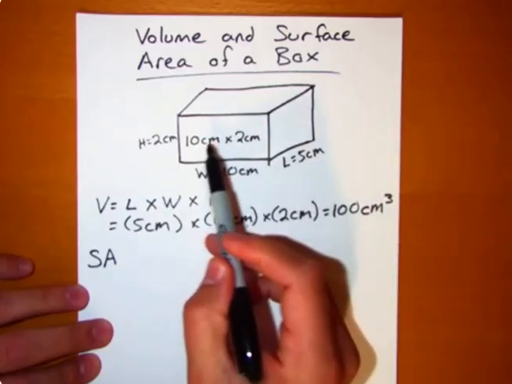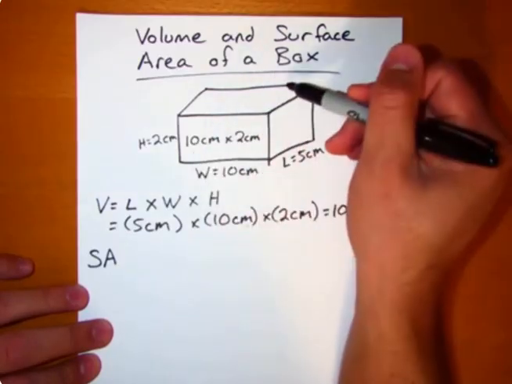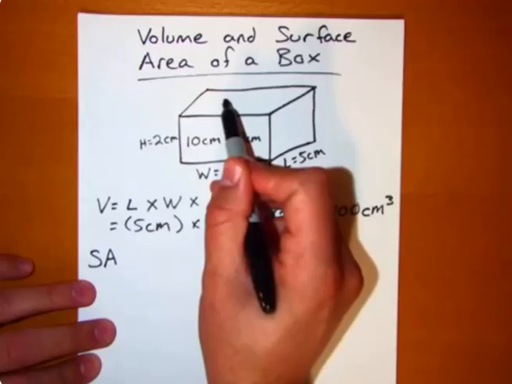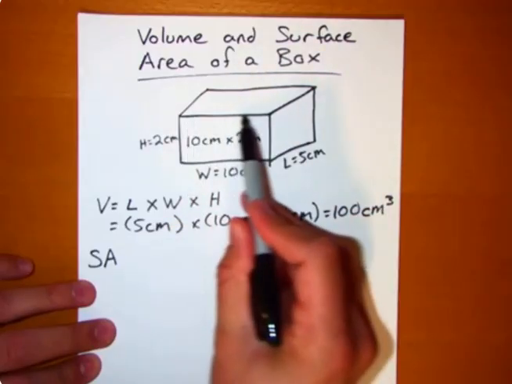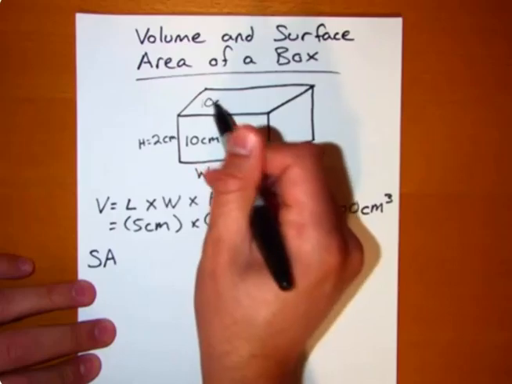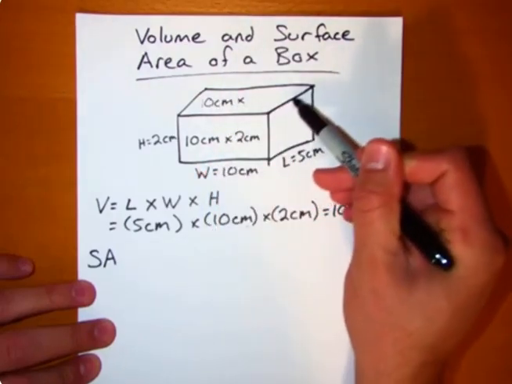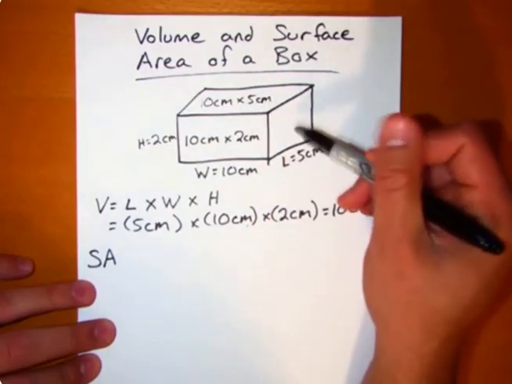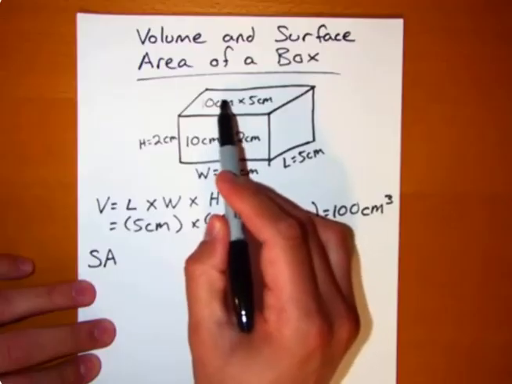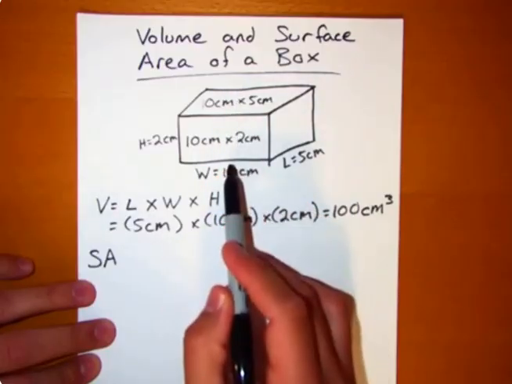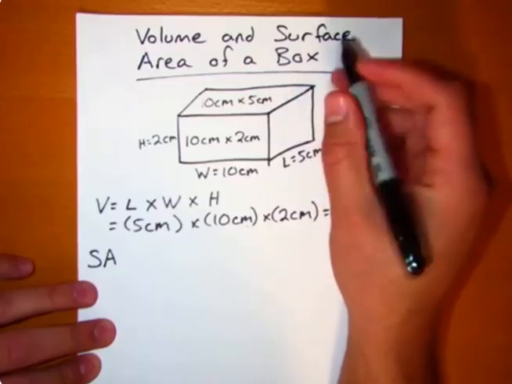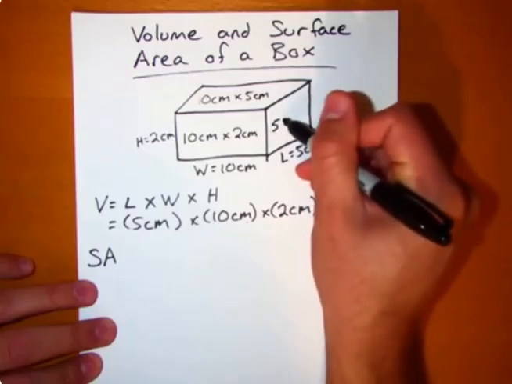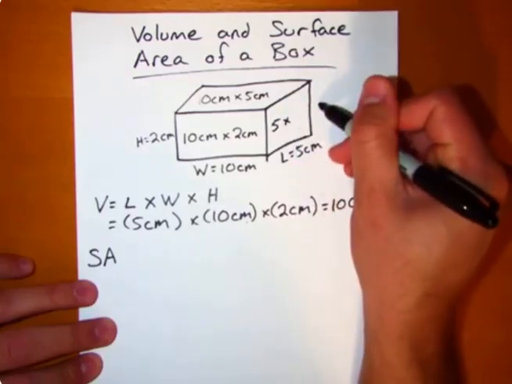And remember, if this face is in the front, there's one just like it in the back of the box. So there are going to be 2 of them. And then similarly, there's this face on top here, and that's got dimensions of 10 centimeters by 5 centimeters. And then this face right here, if there's a face on top, there's one just like it on the bottom. And then this side right here, this face, is going to have dimensions of 5 centimeters by 2 centimeters.